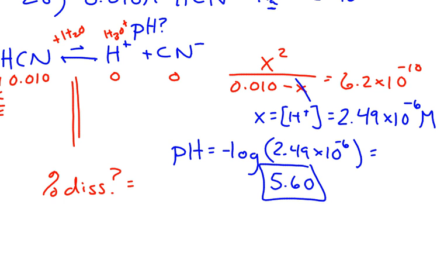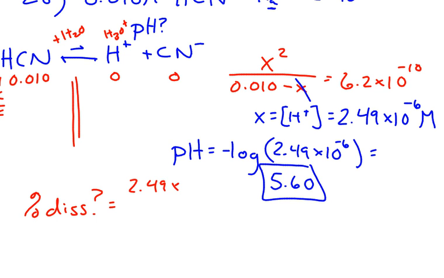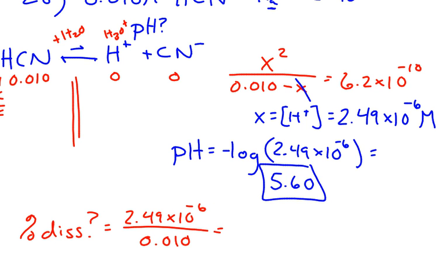So it would be just like any percent, part over the whole. So what I would do is take the part over the whole. That's percent dissociation. And it's got to be a percentage. So when you're all said and done, technically you're multiplying by 100, moving it across by 2.